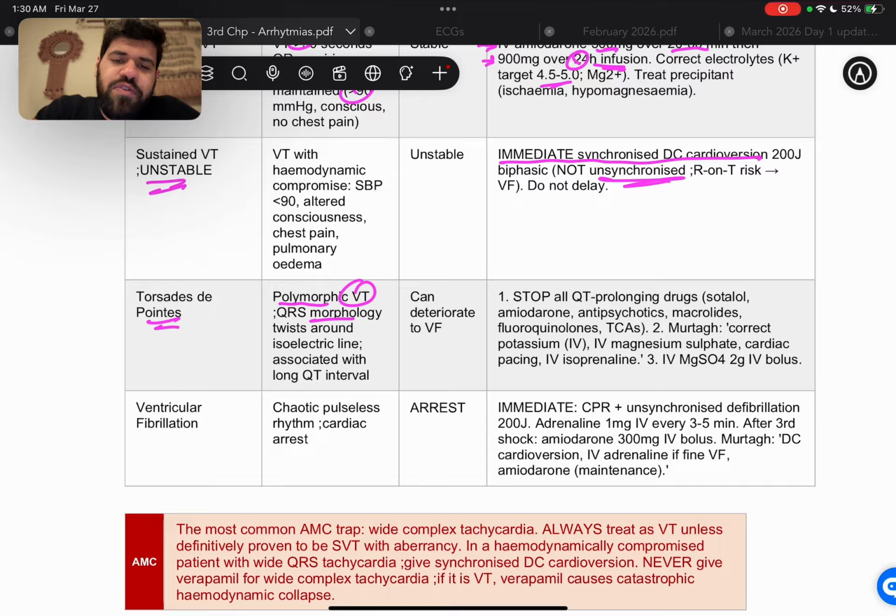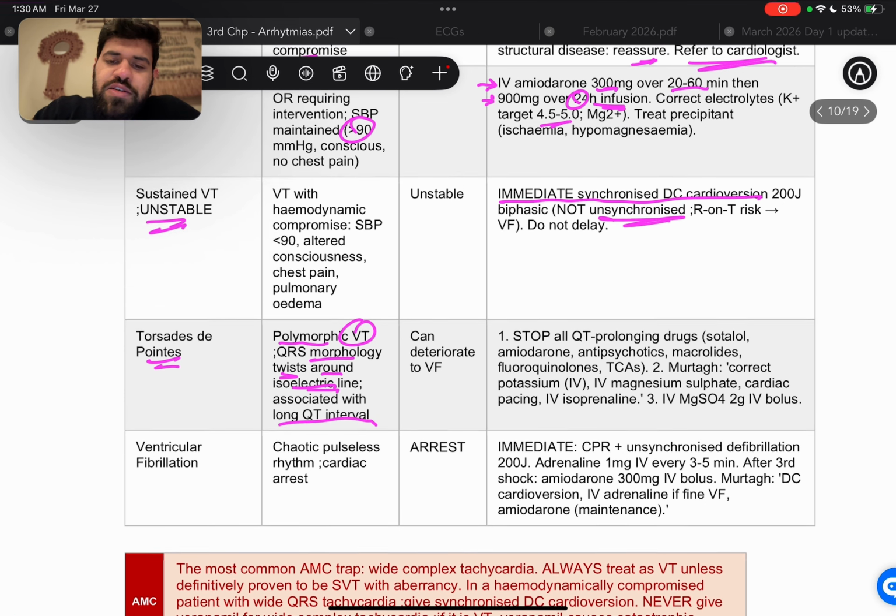Now moving on to torsades de pointes, which is polymorphic VT. The QRS morphology has twists around the isoelectric line and is associated with long QT intervals. The patient can deteriorate to VF. The first step is to stop all QT-prolonging drugs: sotalol, amiodarone, antipsychotics, macrolides, fluoroquinolones, TCAs.